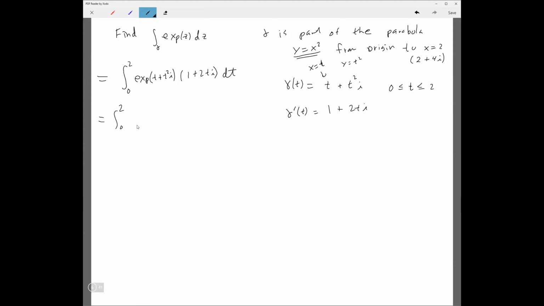Okay, so maybe it doesn't look that bad yet, but watch this. The exponential function is basically e to the t times e to the t squared i. That's e to the t, and then e to the t squared i is cosine t squared plus i sine of t squared. Okay, now it's looking pretty bad, right?